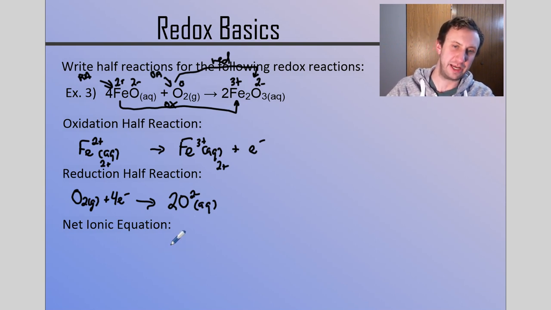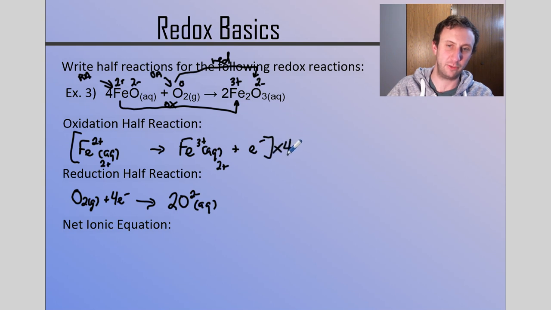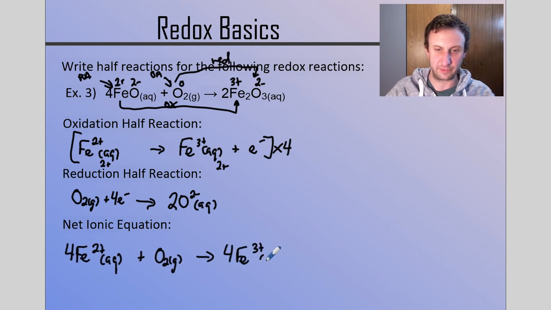So now if I try to do my net ionic, you'll notice that I have 4 electrons in my reduction. I have 1 electron in my oxidation. So this, I'm going to need 4 of them in order to make that work out, right? So 1 and 4 meet up at 4. So I end up with 4 Fe2 positive aqueous plus O2 gas. Didn't have to multiply that one at all, so we're all good. Makes 4 Fe3 positive aqueous and 2 O2 minus aqueous.